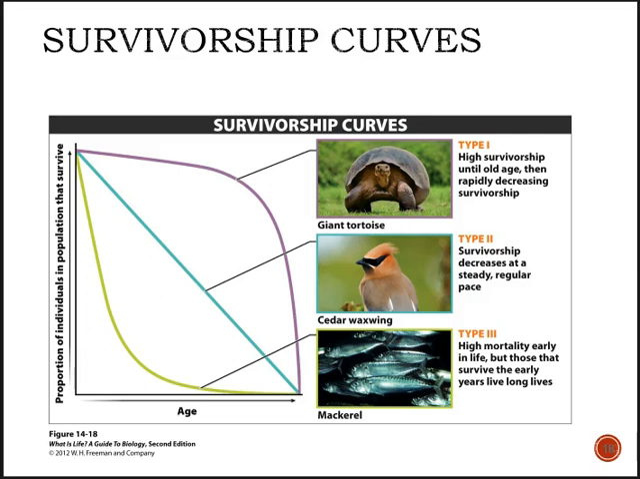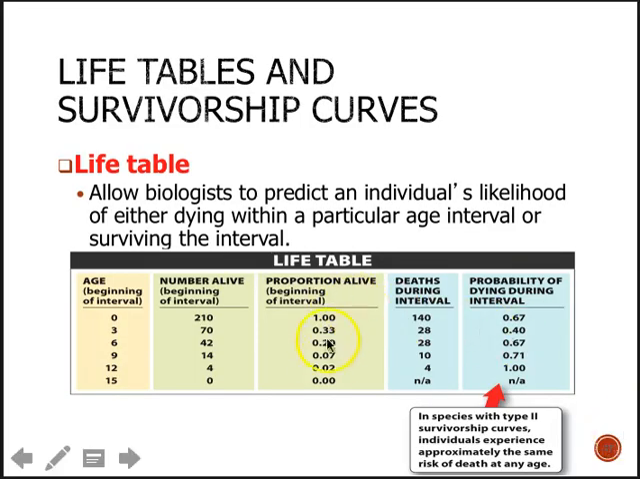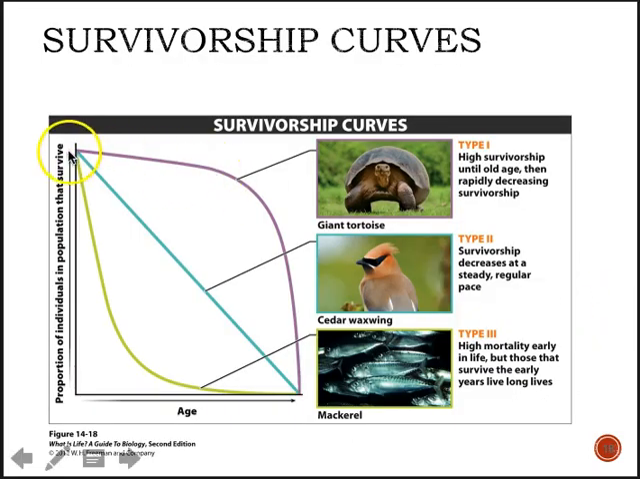If you were to graph these survivorship chances over time, and that's this column right here, what you see for a type 2 is a slow, steady decline in population size and survivorship over time, until eventually you're down to 0 of the ones that were born in that original interval still alive. So type 2 is a steady, regular pace of death. That's as opposed to type 1.